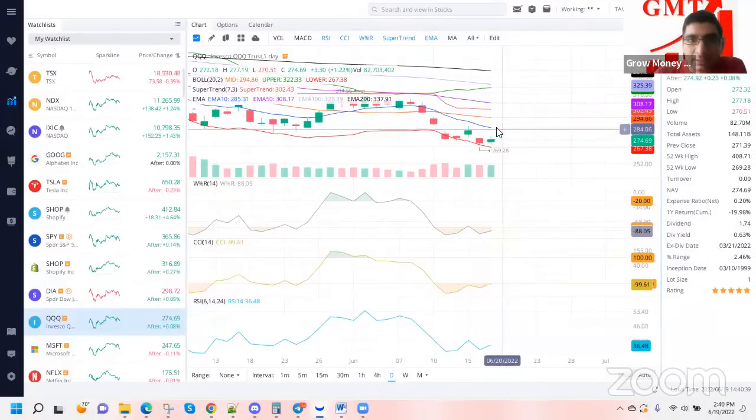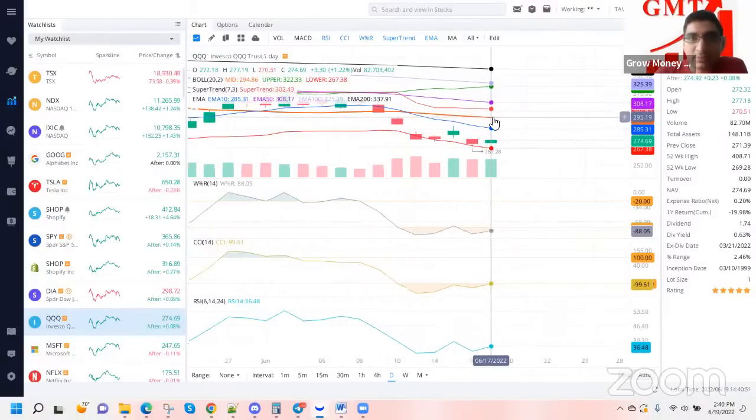for the first target, which closes this gap at 288 or 289, could be the first target, and second target at the mid Bollinger Band close to 295, and third target at super trend level, which is 302. So this would be only for those who are planning to take short-term trade of about a week or max 10 days, potentially about a week.